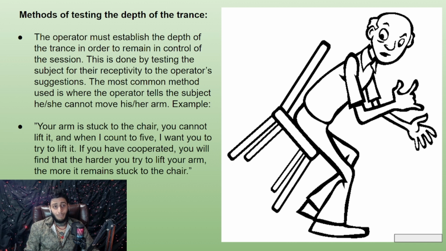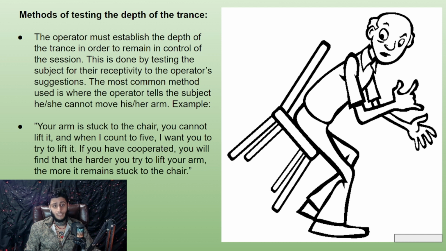Methods of testing the depth of the trance. The operator must establish the depth of the trance in order to remain in control of the session. This is done by testing the subject for receptivity to the operator's suggestions. The most common method used is where the operator tells the subject he or she cannot move his arm.